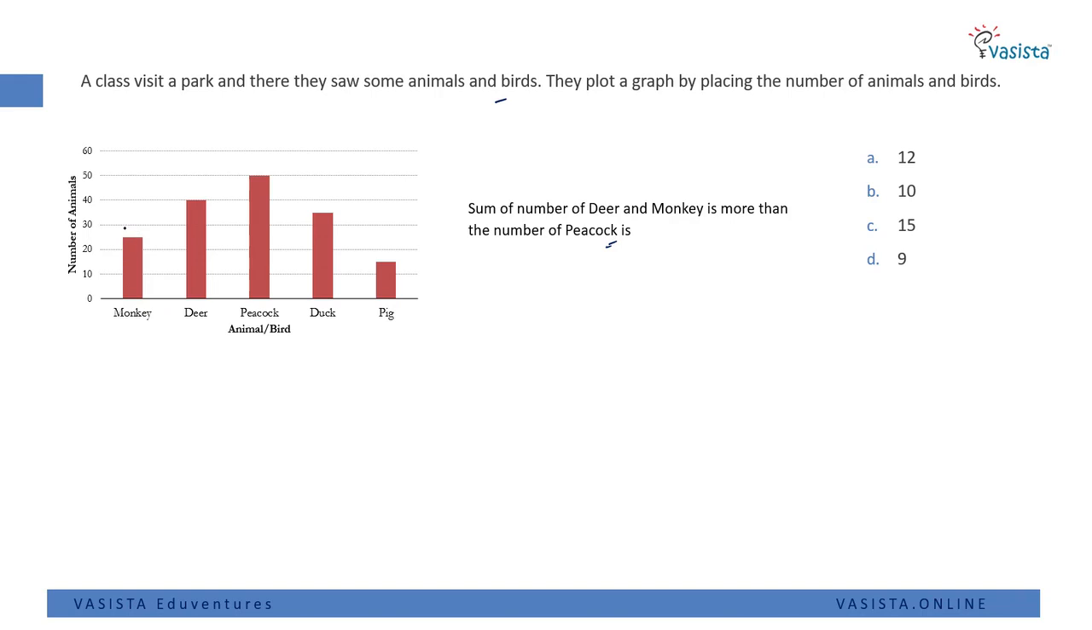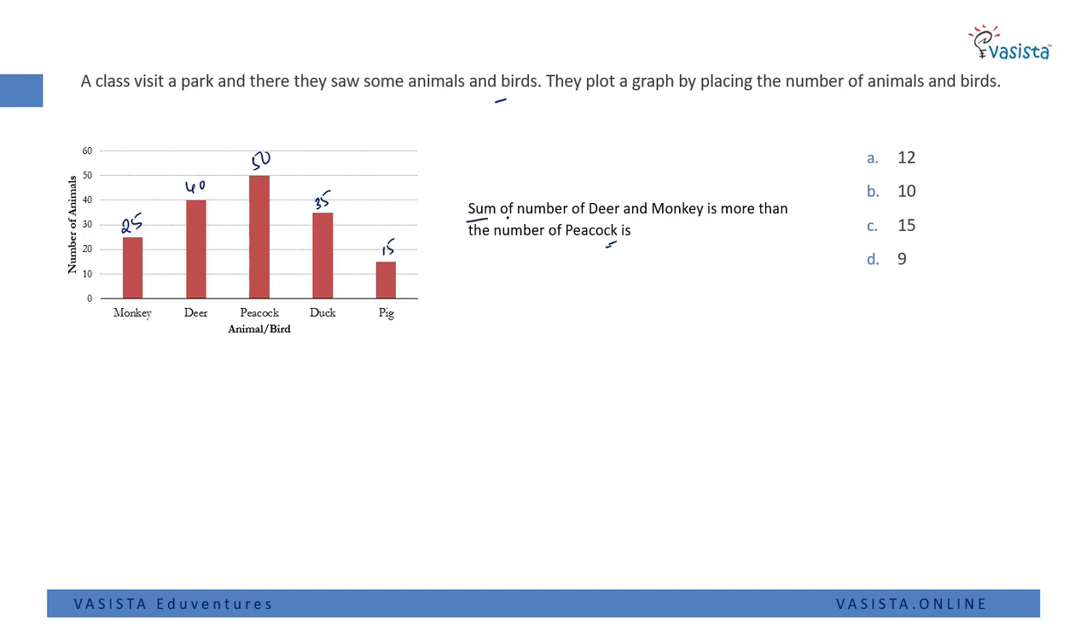So monkey is 25, deer is 40, peacock is 50, duck is 35, and pig is 15. So these are the number of animals and birds the student is able to see. Now let us check out.